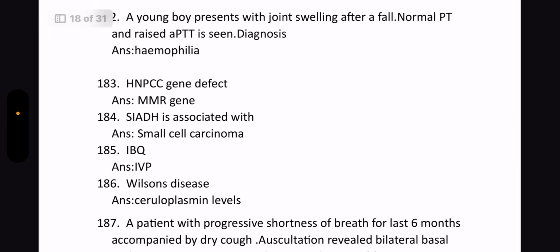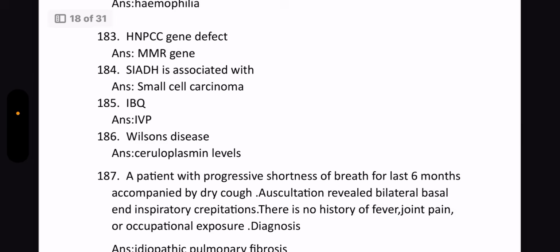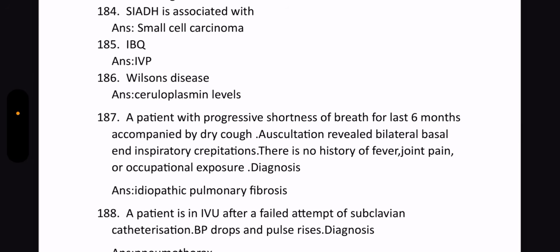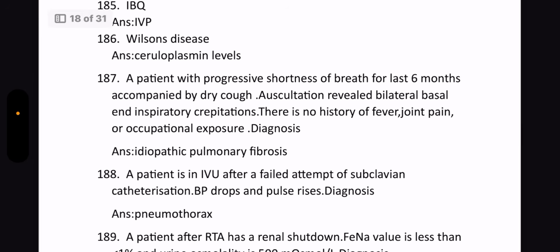Next, young boy with joint swelling after a fall, normal PT and raised APTT. Diagnosis is hemophilia. Next, HNPCC gene defect, MMR gene. Next, SIADH is associated with small cell carcinoma. Image-based question, answer is IVP.